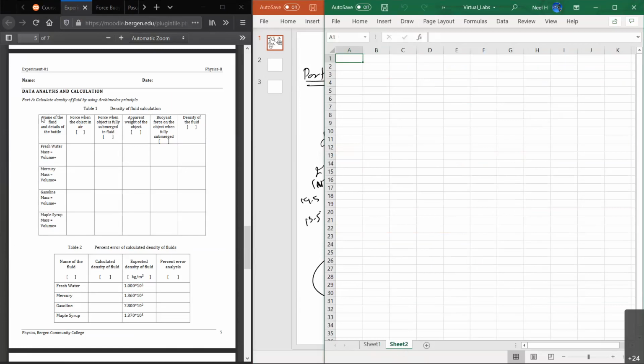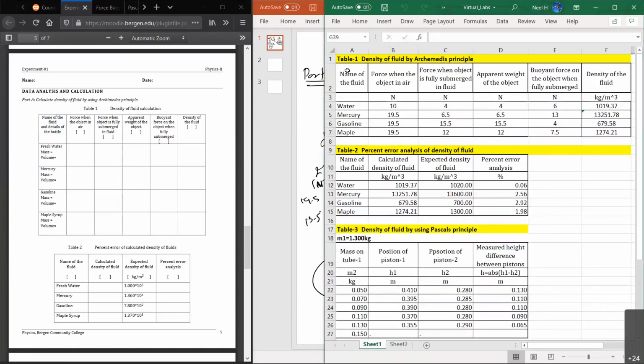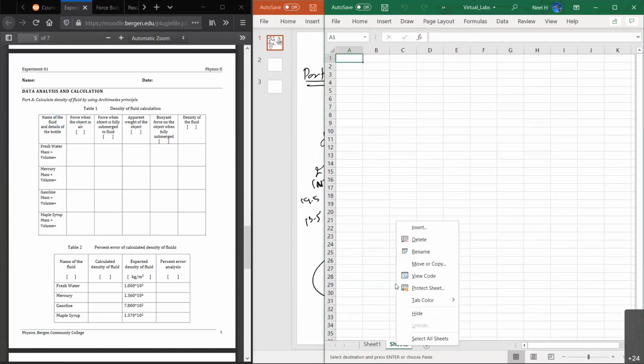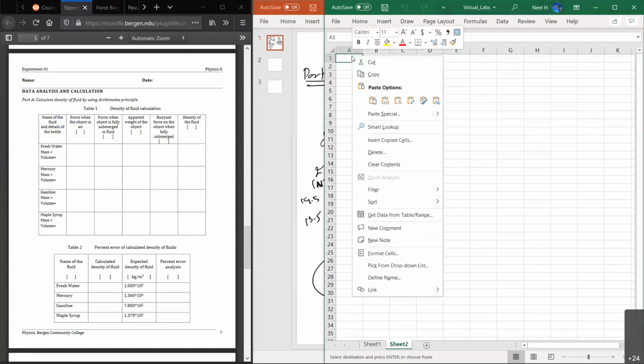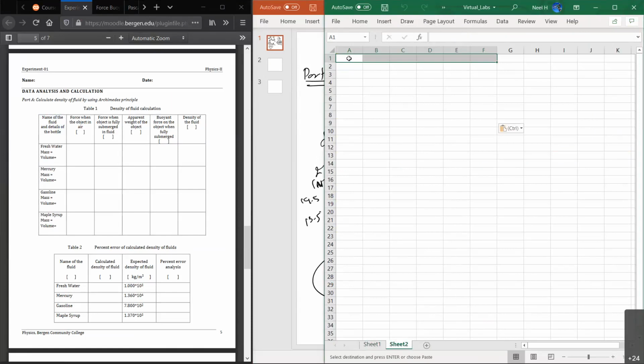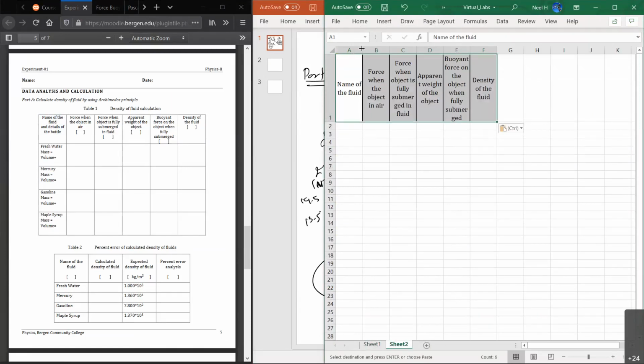I need only these columns, just from here, the column numbers and column names. You can do the formatting later, okay? Don't worry about formatting too much. You need to format nicely before you do the lab report, but you can take time for that.